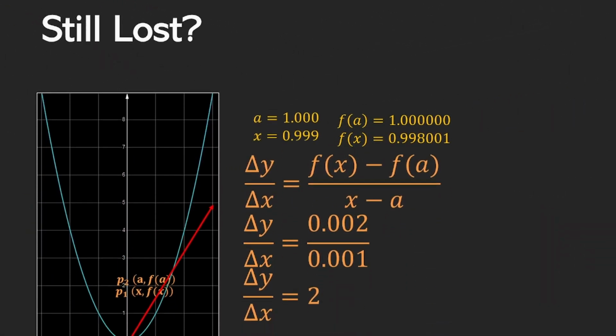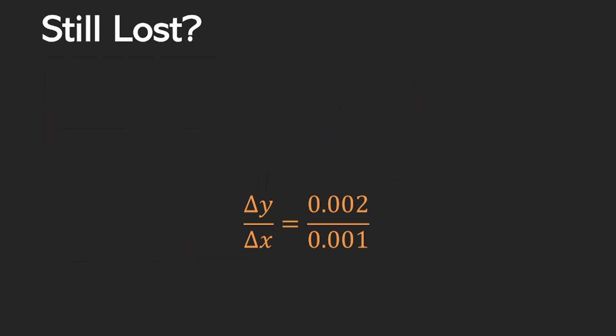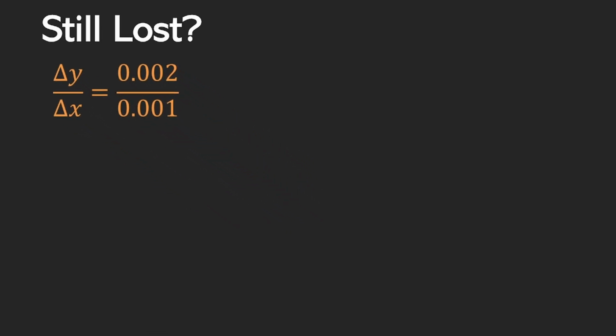Alright, if we're still confused, no worries. Let's look at the question we used earlier, the example, and let's just focus on delta y over delta x is equal to 0.002 over 0.001. Alright, let's move that to the corner, and let's just isolate delta y. So looking at this fraction, we can say that delta y is proportional to 0.002.